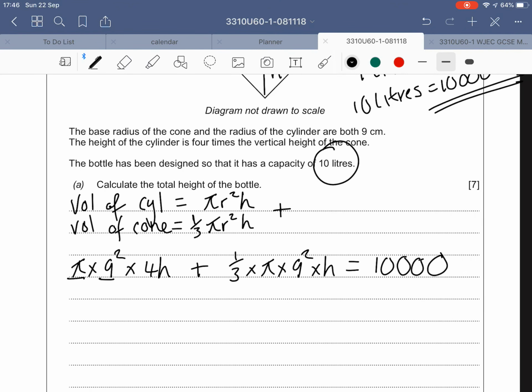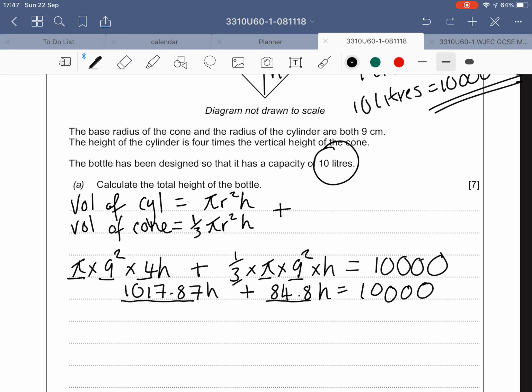So pi times 9 squared times 4, and then stick an h on the end, is 1017.87. I'm just going to round all these to two decimal places. So that is the volume of the cylinder, plus the volume of the cone. So I'm going to do a third times pi times 9 squared on my calculator, and then stick an h on the end, which is 84.8h, which is still 10,000 centimetres cubed. Then I can add these together. So I've got that much h, add that much h, don't know what that equals.